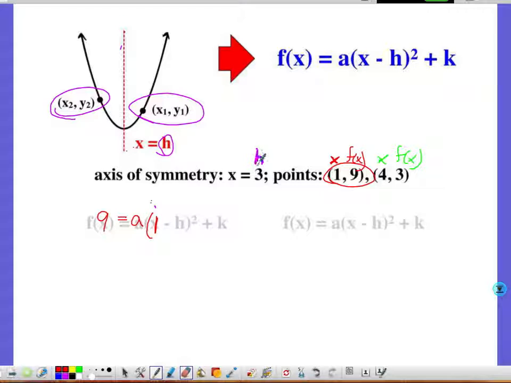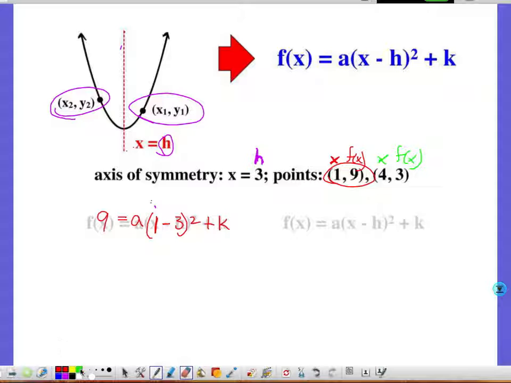And h, remember, we're always taking the opposite sign of h. So here we have positive 3. That means we're going to have negative 3 squared plus k. We don't know what k is. So here's my first equation.